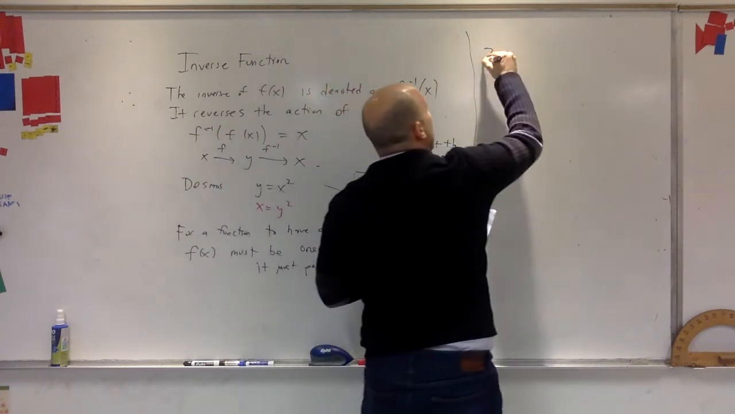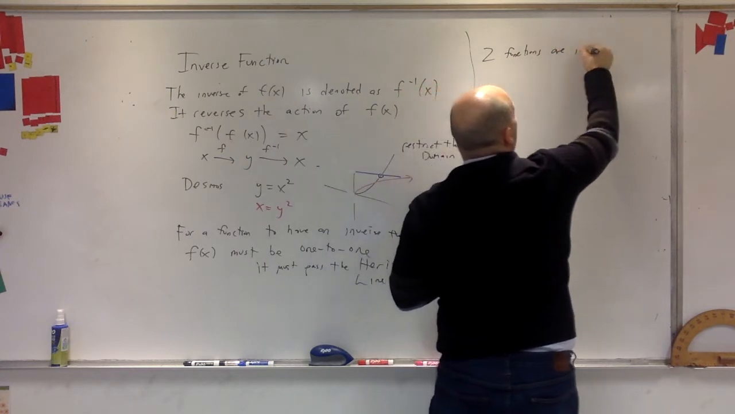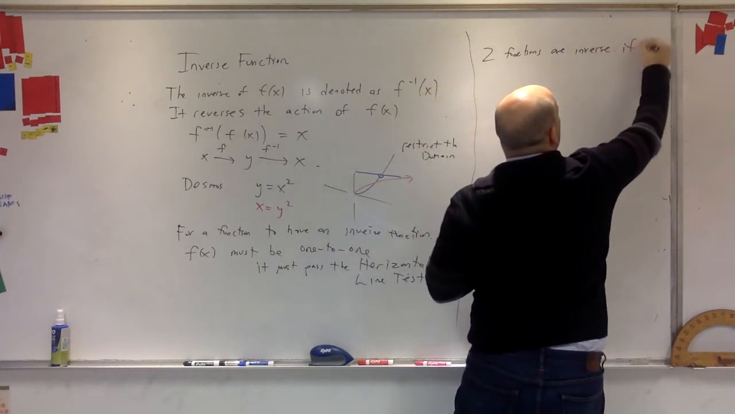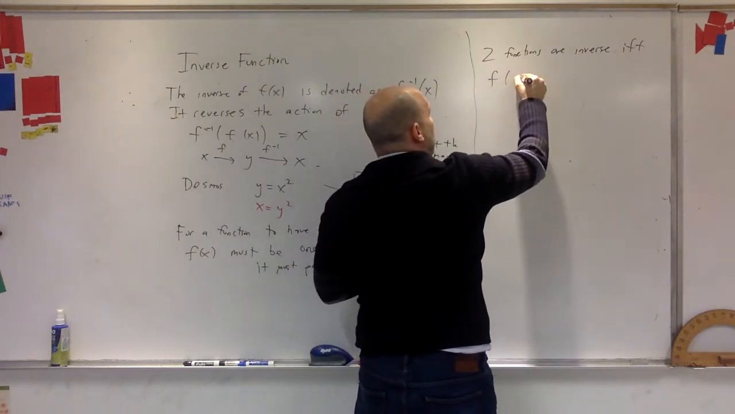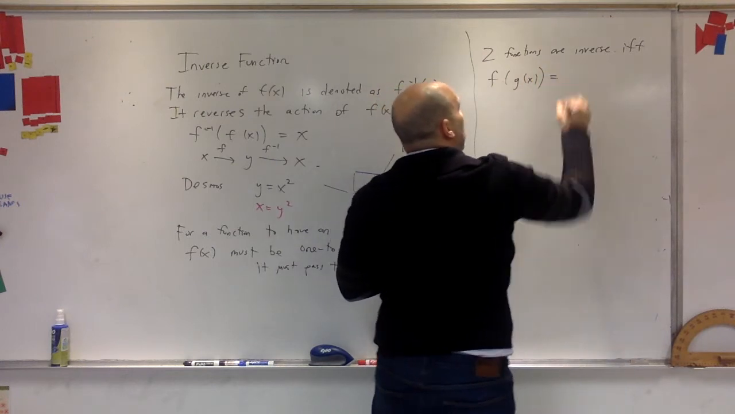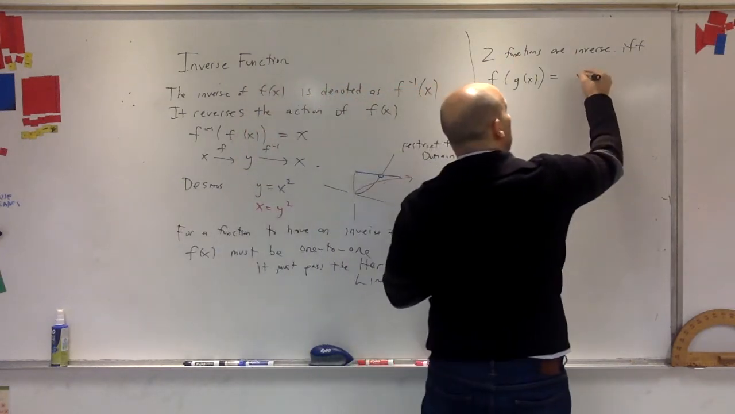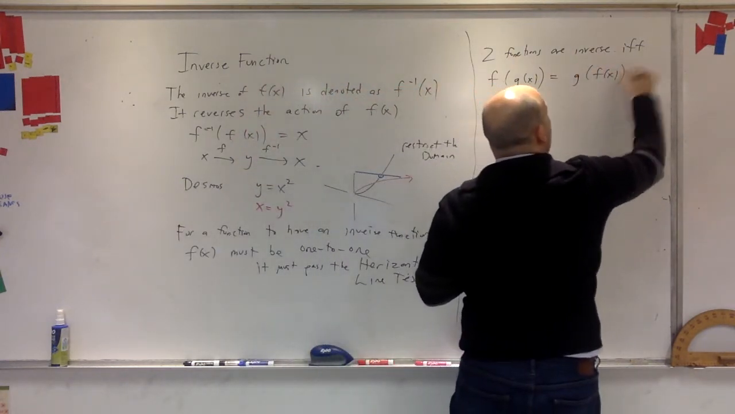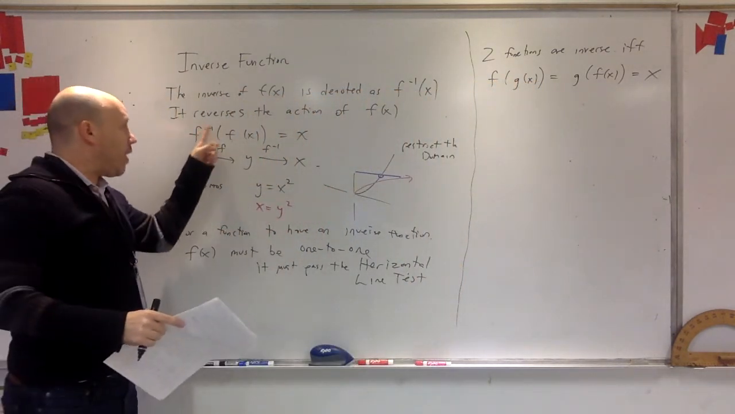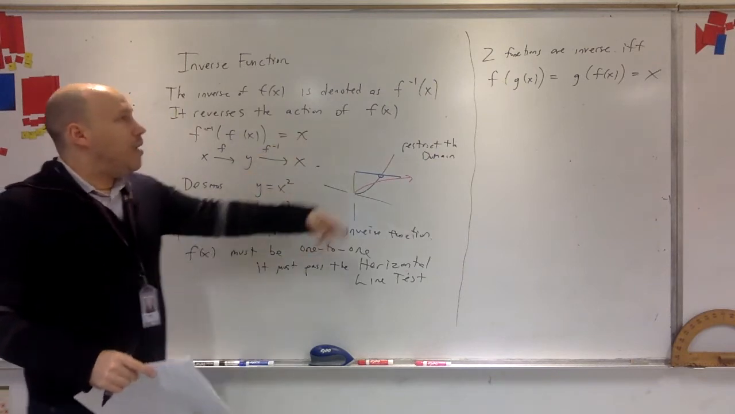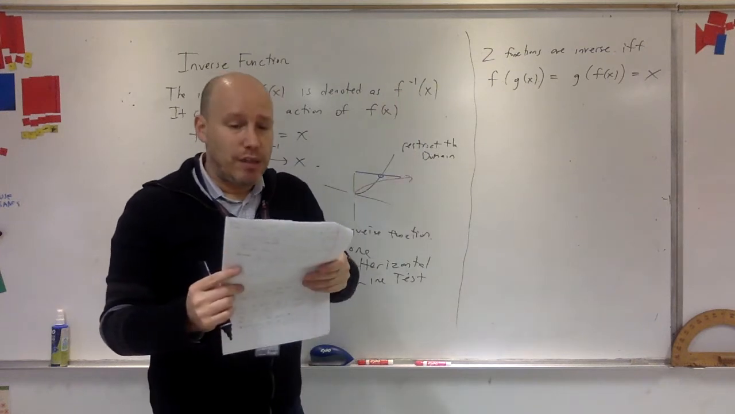So we can say that two functions are inverses if and only if, don't worry about that, if, let's say we have f of g of x is equal to, if we switch it around, g of f of x, and they both equal x. So in the same way that if we take the inverse of the function, we take that back to x. If we have two random functions and they get you back to x, they're inverses of each other.